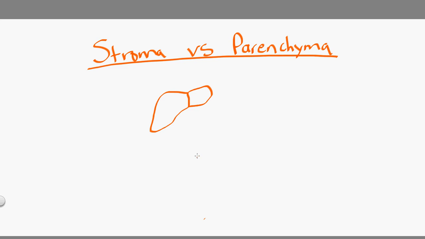So now in this video, we're going to take a look at the difference between stroma and parenchyma. What we're talking about here is an example of a liver, in a very crude drawing. Now the difference between stroma and parenchyma: stroma provides the support for the organ.